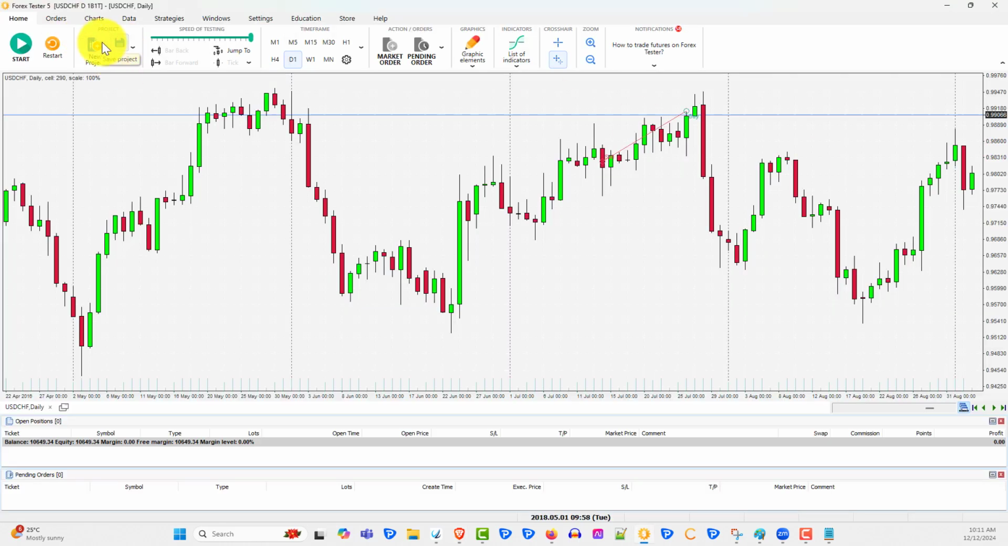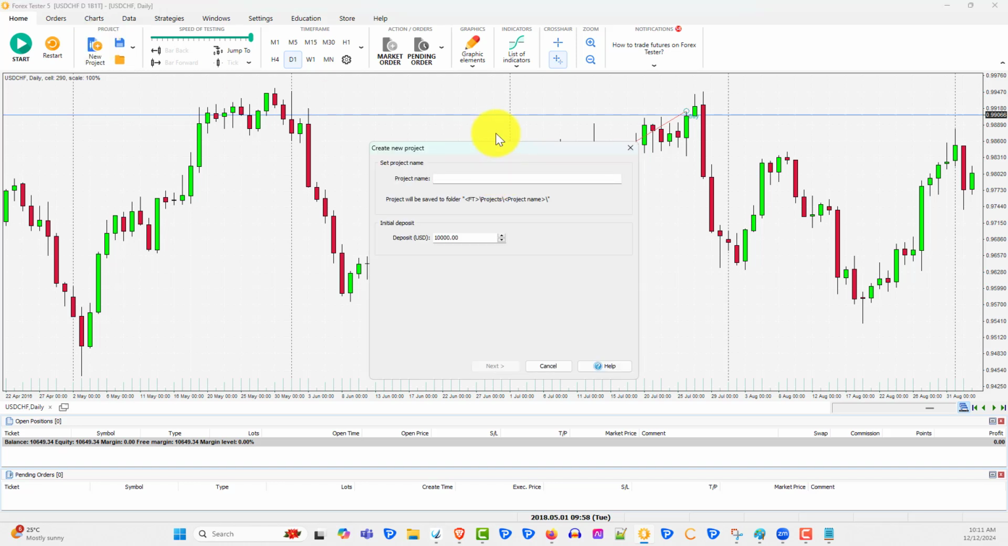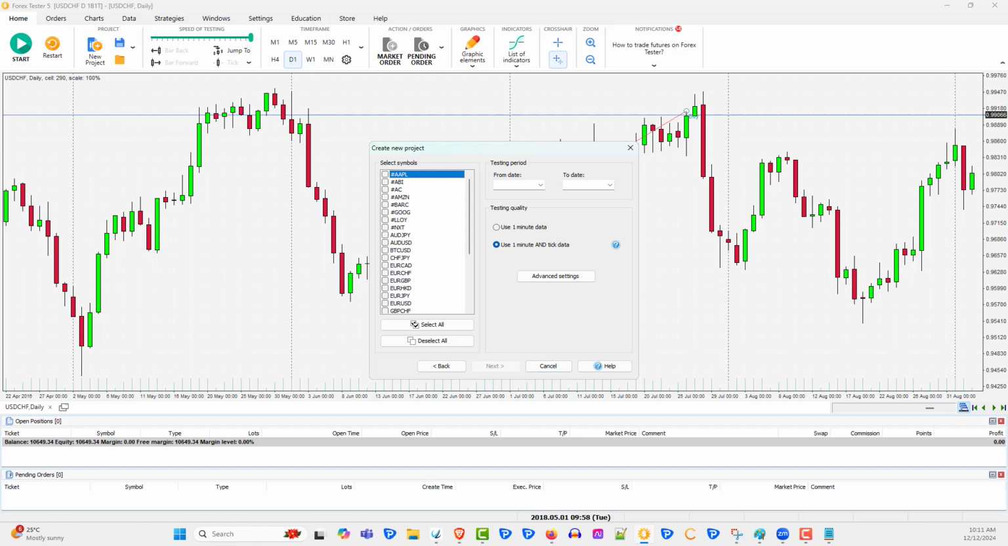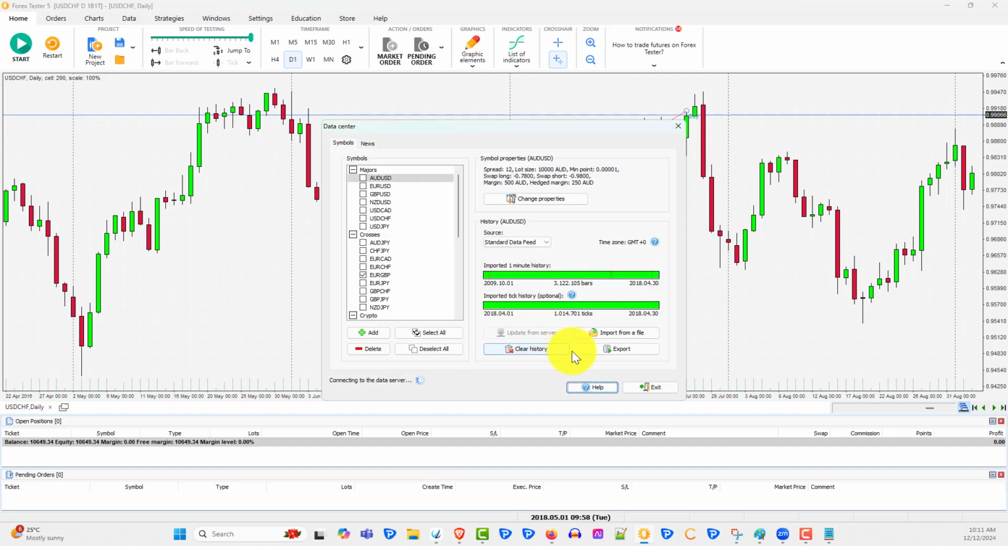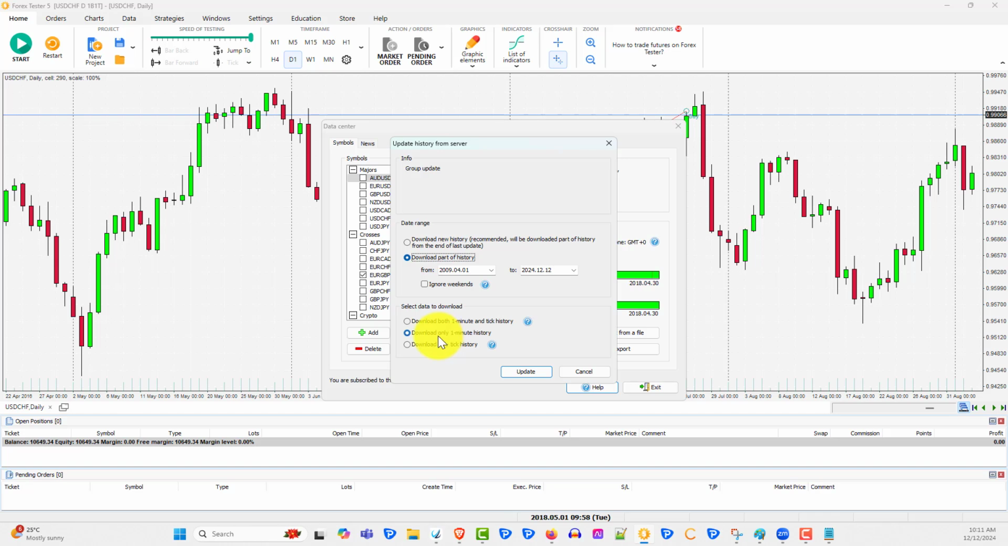So we are going to generate a new one here. This is rhythm. And we're going to find out which one is 7. 1, 2, 3, 4, 5, 6, 7: euro pound. Okay, fine. And we'll start 2009 to today. We'll just use 1 minute data, it'll be faster. So that's going to give us the data for the euro pound.